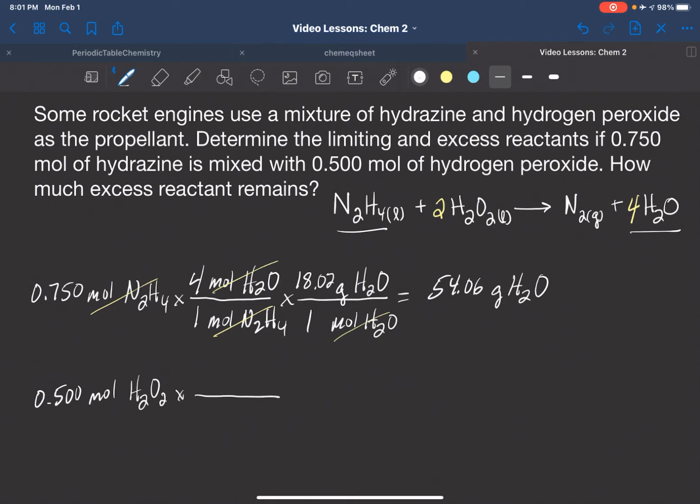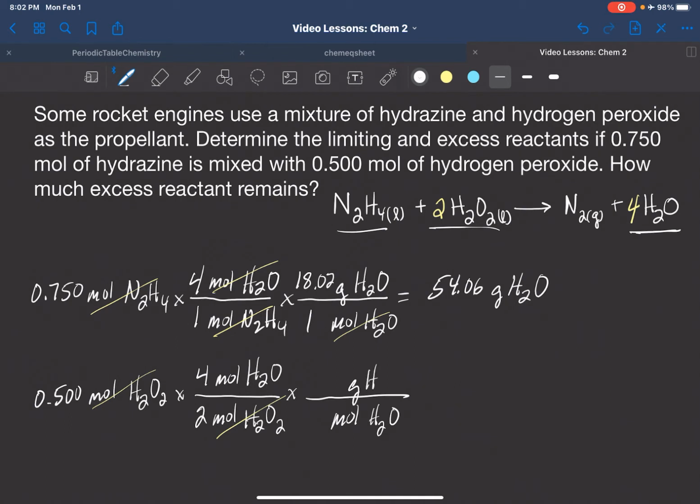And, excuse me, in the reaction we can see there's 2 moles of this for every 4 moles of the water, right? So we've got 2 moles of hydrogen peroxide for every 4 moles of water. Cross out the unit as soon as it crosses out. Do not leave that there. And so we bring down moles of water, and we're going to convert it to grams of water. And the molar mass, again, is 18.02 grams.